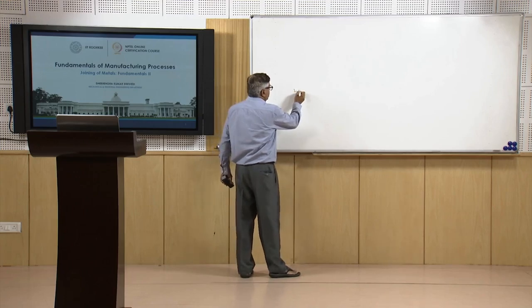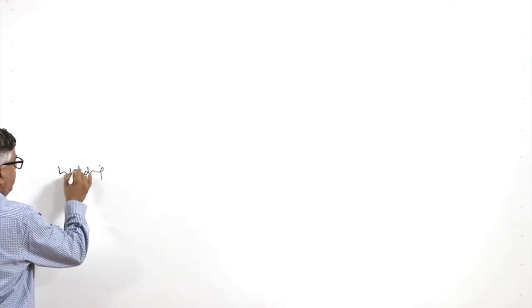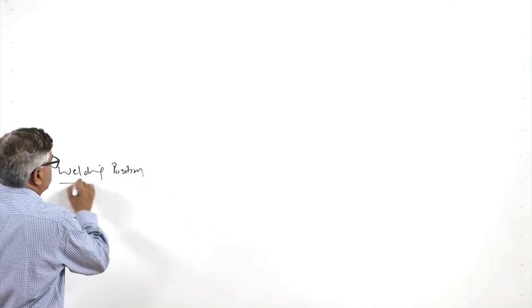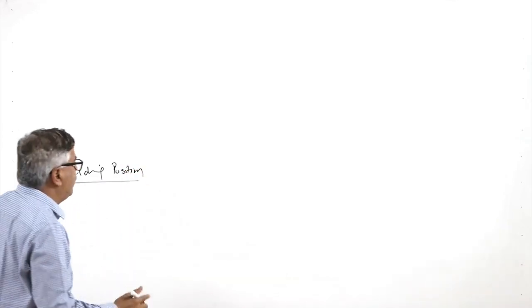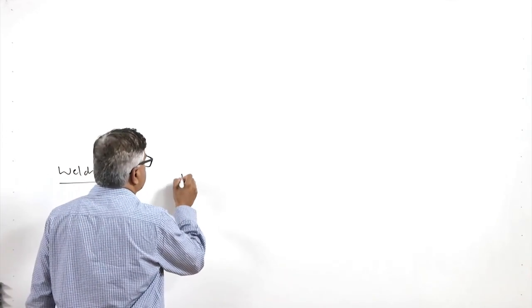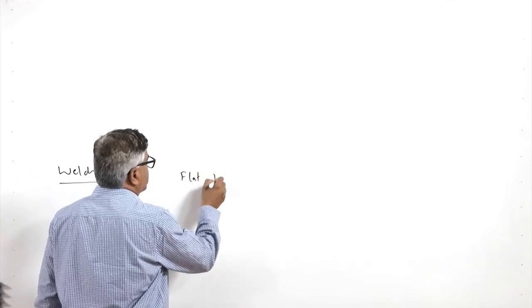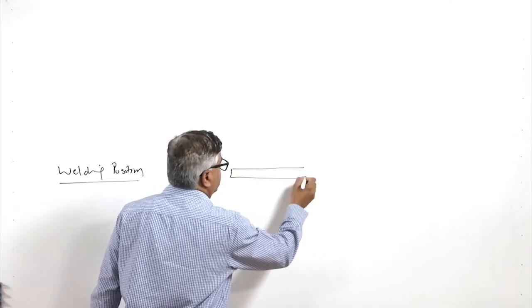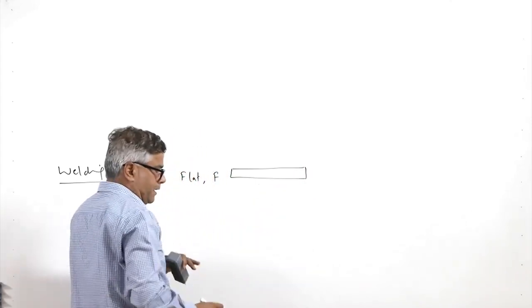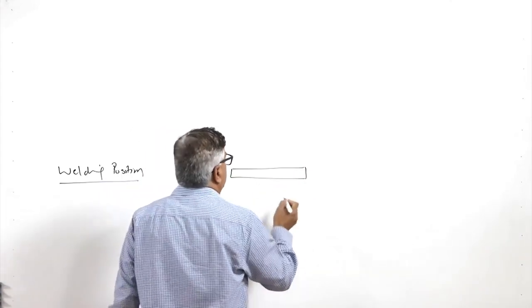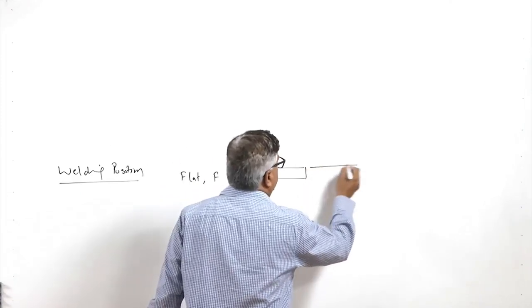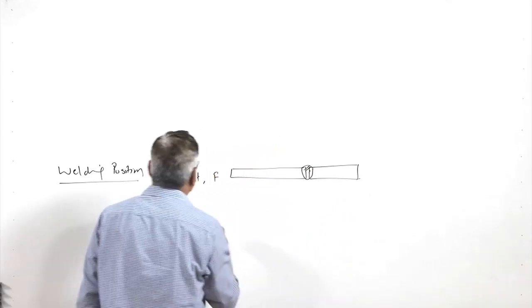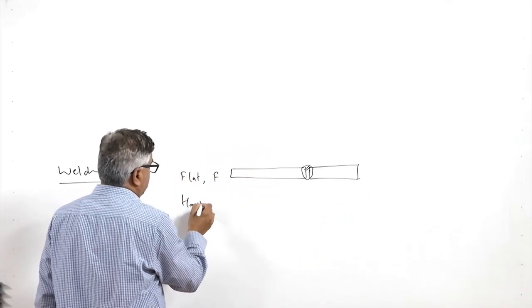As I said last time, we need to talk about the welding positions. These are the positions in which the welding is performed. The first is called flat, represented by the letter F, and it is the horizontal position. The plates are kept horizontally, and then the joint is made like this.